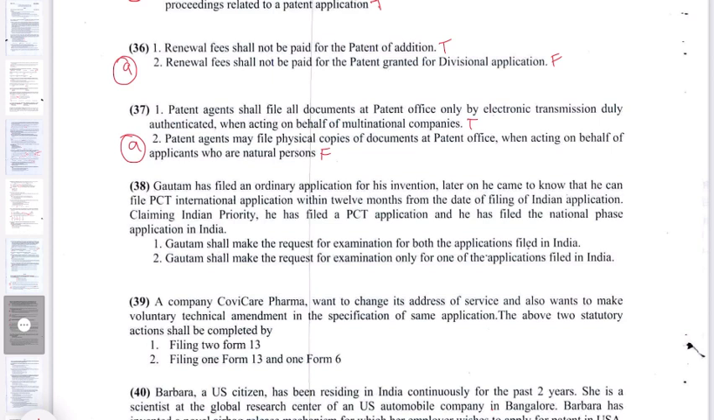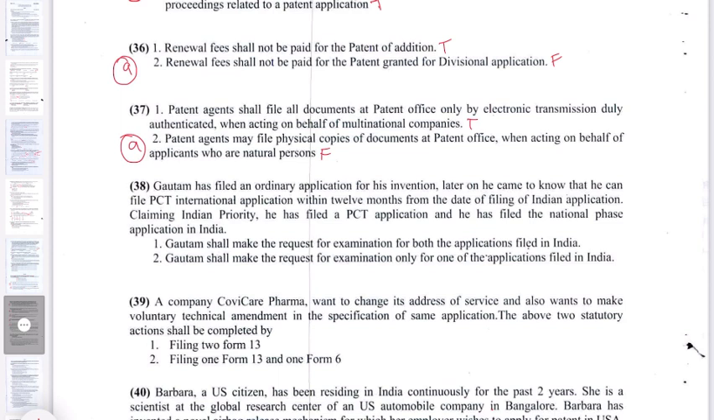Next question. Gautam has filed an ordinary application for his invention. Later on, he came to know that he can file PCT international application within 12 months from the date of filing of Indian application. Claiming Indian priority, he has filed a PCT application and he has filed a national phase application in India. 1. Gautam shall make the request for examination for both the applications filed in India. 2. Gautam shall make the request for examination only for one of the applications filed in India. So second one is true, first one is false. So correct option here is B.